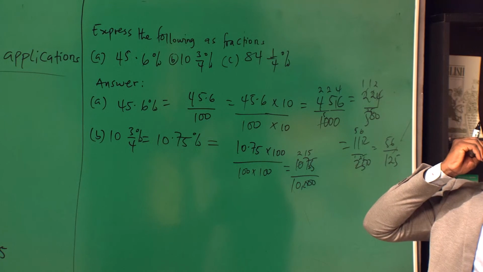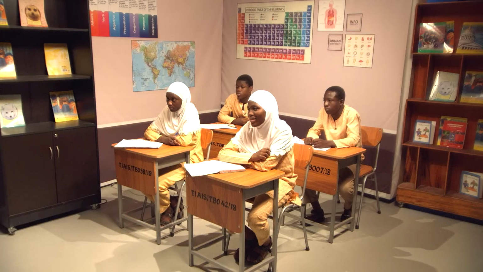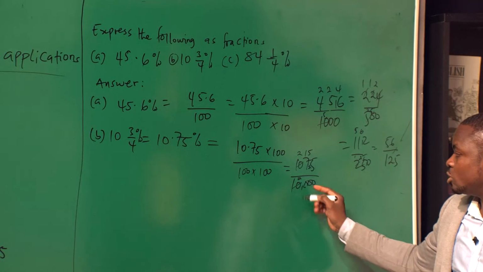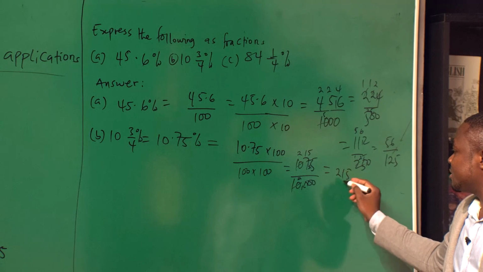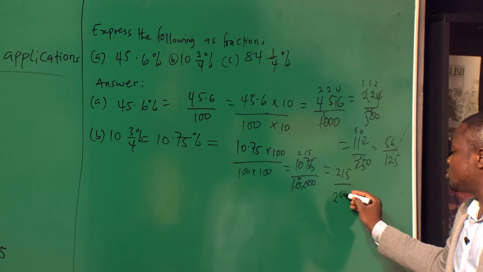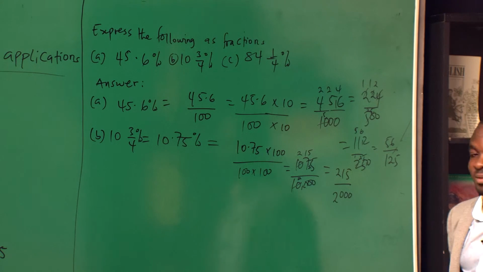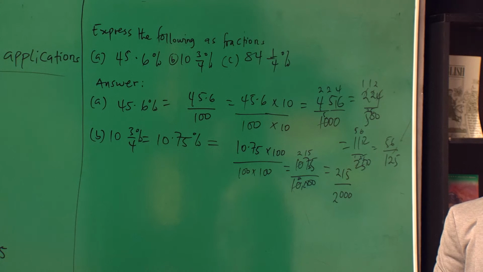Are you okay? Samira, the denominator, 5 into 10? 2. So the 2 will go with the 3 zeros. So you end up with 215 over 2,000. Are you okay? You can still reduce it further.